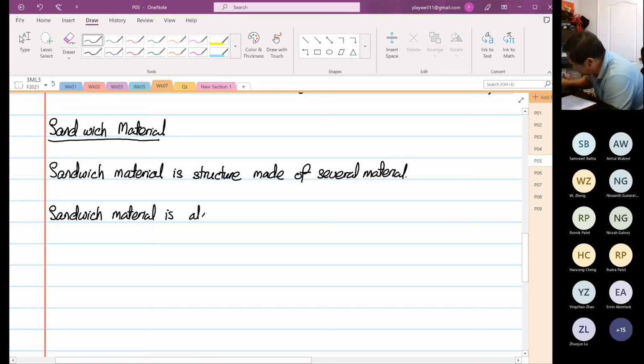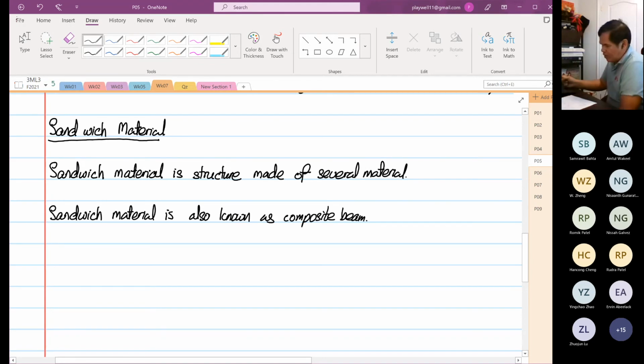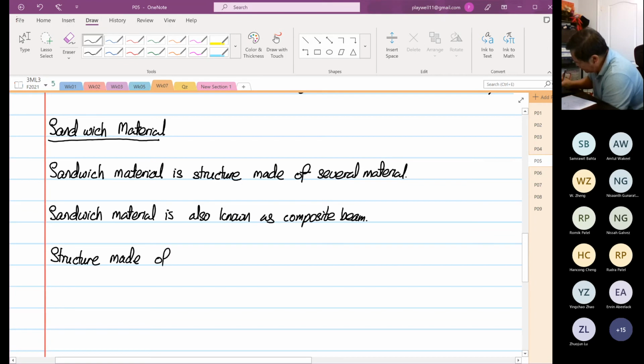Sandwich material is also known as composite beam. So if you look at the term composite beam, it's the same thing. The formula changes. So for a structure made of composite material or composite beam, the formula changes just by a bit only. Stress in x is equal to, we have an n, a coefficient in front, multiplied by My over Iyy multiplied by z.